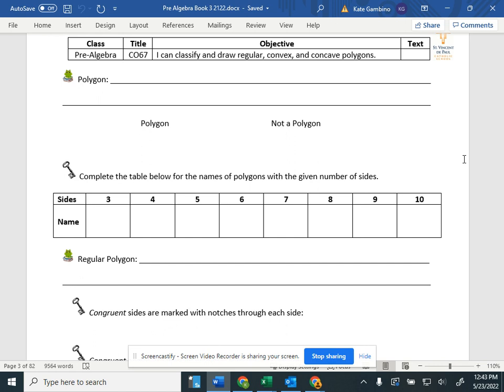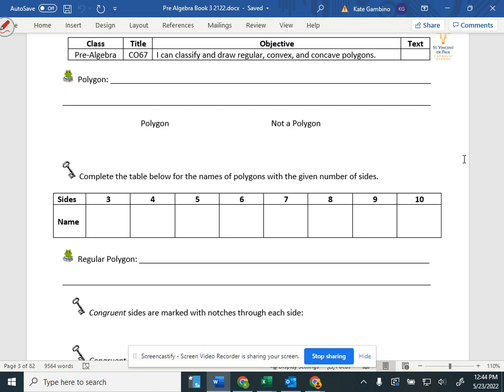So if you don't pass one, it's not like you're not going to pass pre-algebra. Okay? But we do want to make sure we have a good grade. We do want to make sure that we have a good understanding of the material. So let's look at CO67. I can classify and draw regular, convex, and concave polygons.